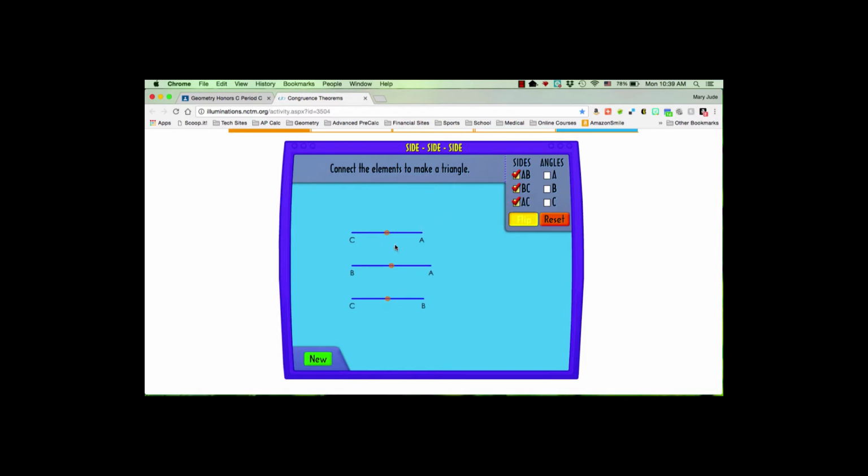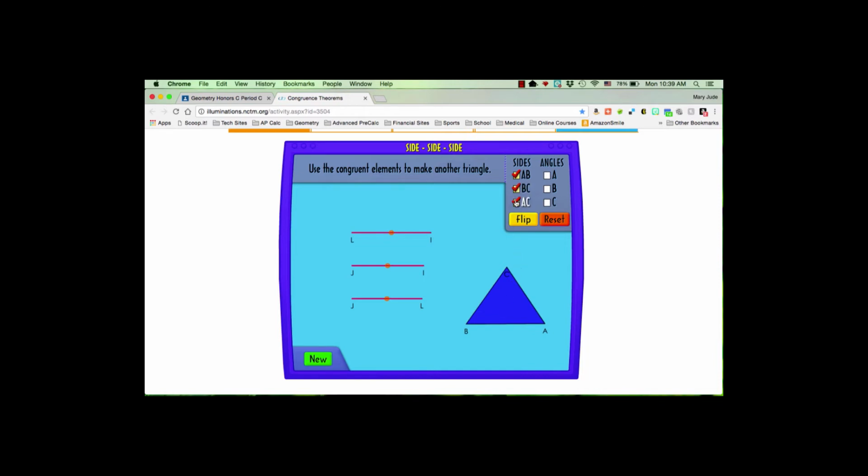Here we have three segments that are the sides of the triangle I'm going to build. The orange circle lets me drag around the segments, and when I go to the ends of the segments, a white circle appears, which will allow me to rotate those. To build these triangles, we want to match up point A with point A. And we want to do the same with point B and point C. Once you've built your triangle, it will fill in. Then you'll build a second triangle, and you'll check to see if those two triangles are congruent.